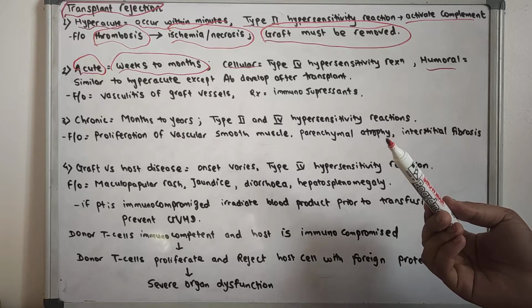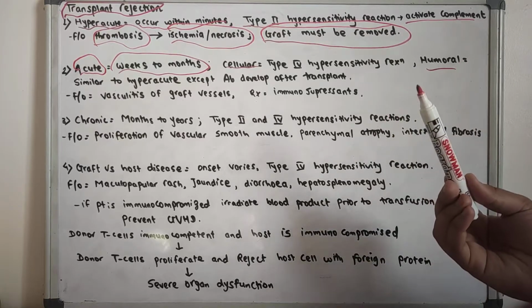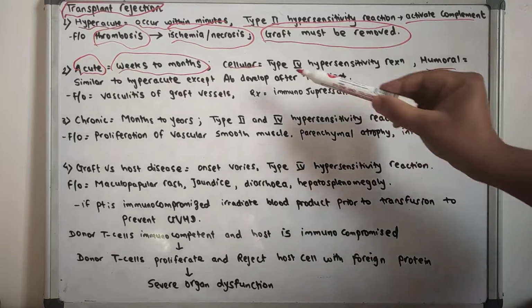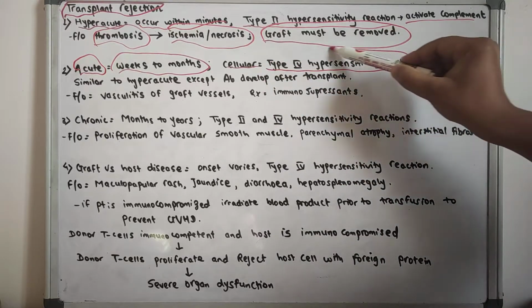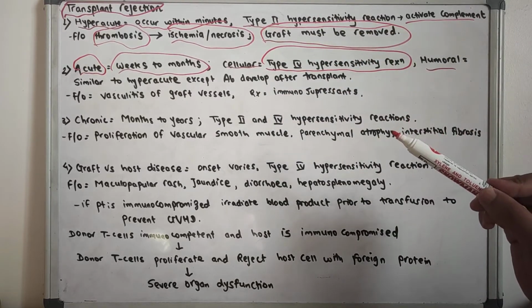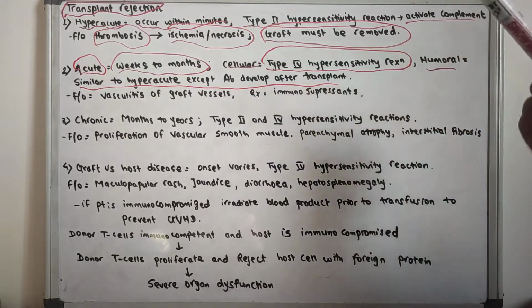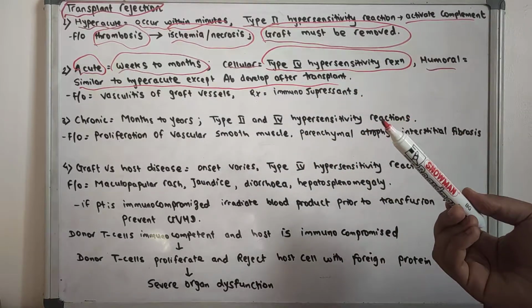In the cellular component, what happens? CD8 plus T cells or CD4 plus T cells are activated against the donor MHC. So it is the type 4 hypersensitivity reaction. It is the cellular type. And the humoral type is similar to the hyperacute except the antibodies develop after the transplantation.